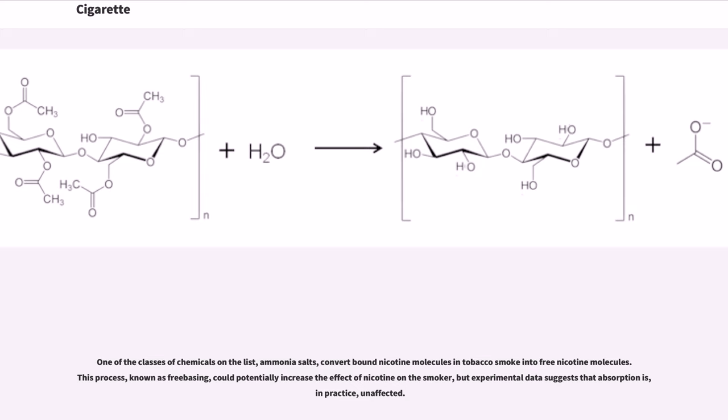One of the classes of chemicals on the list, ammonia salts, convert bound nicotine molecules in tobacco smoke into free nicotine molecules. This process, known as free basing, could potentially increase the effect of nicotine on the smoker, but experimental data suggests that absorption is, in practice, unaffected.